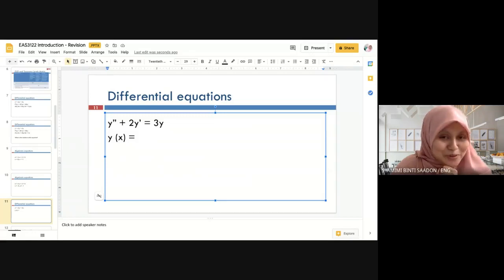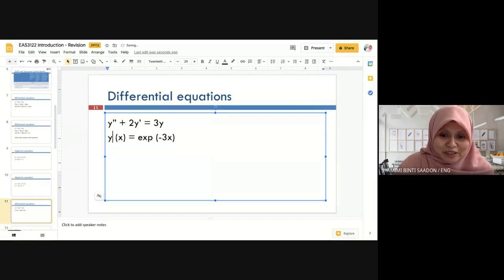What is the formula or the rules? Y(x) equals to what? The function of y that we assume for this type of differential equation. Did you understand? It's an equation, or a function, not a value, not yet a value. One of them is exponential minus 3x.